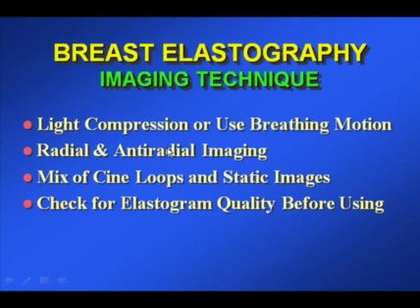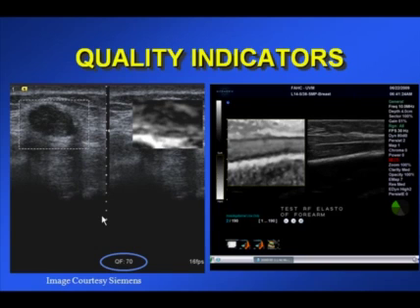Typically both radial and anti-radial imaging are performed, and as I mentioned, you use a mixture of cine loops and static images. And it's important to check the quality of the elastogram before using it for diagnosis, because it's very possible to create inferior quality elastograms that look like there's no tumor there, whereas a higher quality one will show the lesion and be more useful for evaluation of benign versus malignant. Now, it's not obvious to the eye which elastograms are high quality versus low quality. So most manufacturers have provided quality indicators to help distinguish a high quality elastogram versus a low quality one.